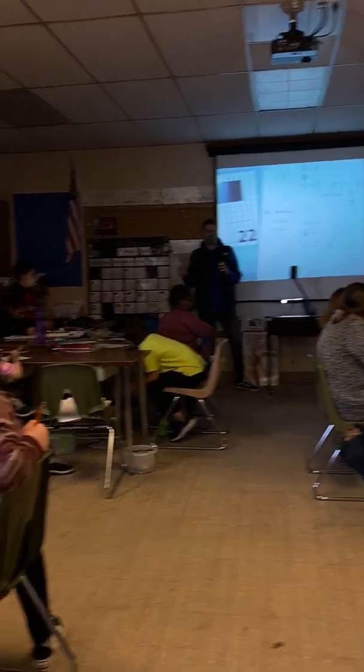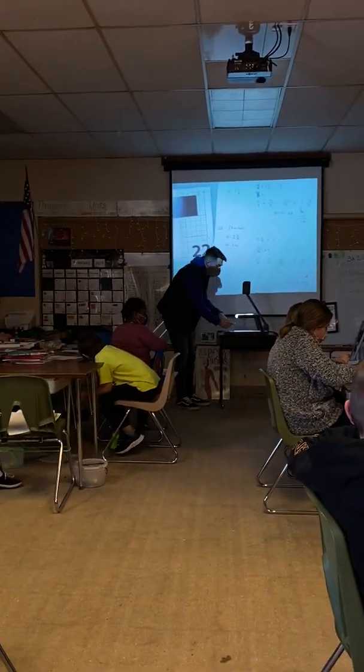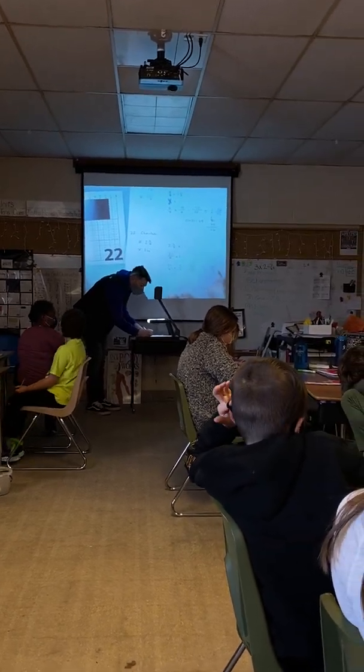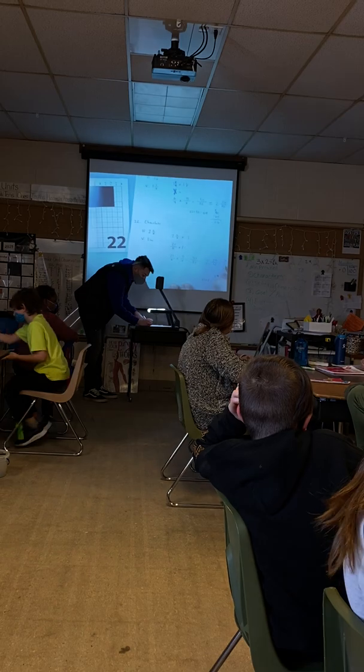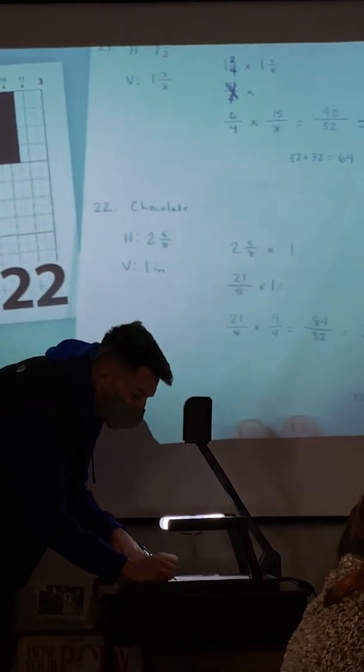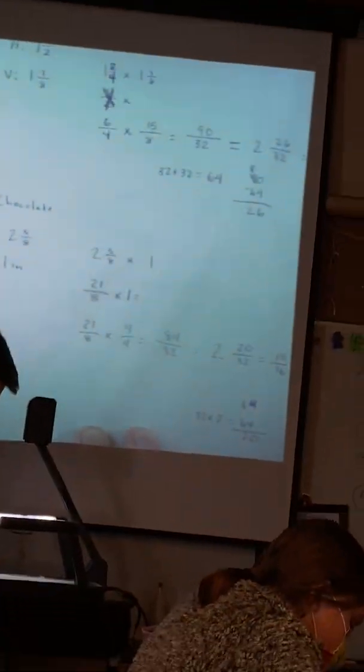So Justin found a common number, because both of these numbers are even, he divided by 2, and then simplified it to 10/16. But that can be simplified even more, and he divided by 2 again, and he got 5/8. So he found his answer was 2 5/8 inches squared.